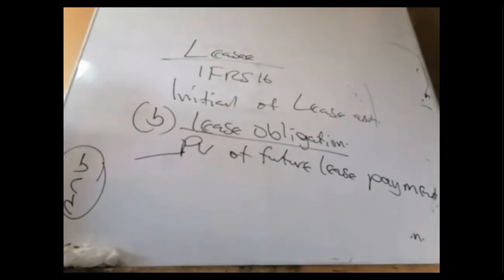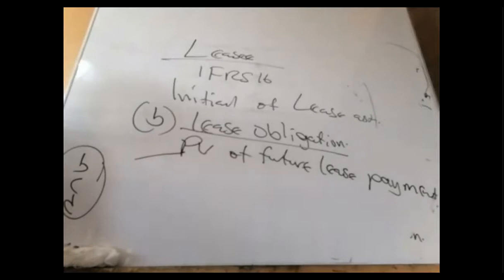Now, let me go into it. We mentioned that the right of use asset was measured at cost, and we gave four components of the cost. The first one is the present value of the lease payments. That is the only liability. The rest should not be part.